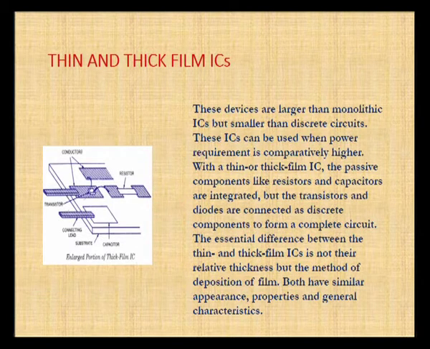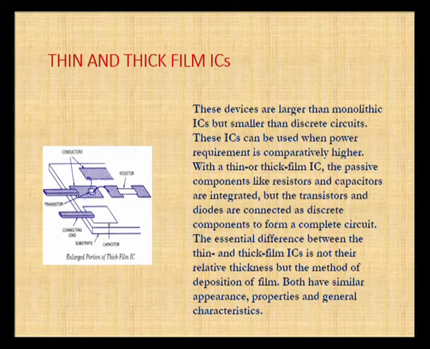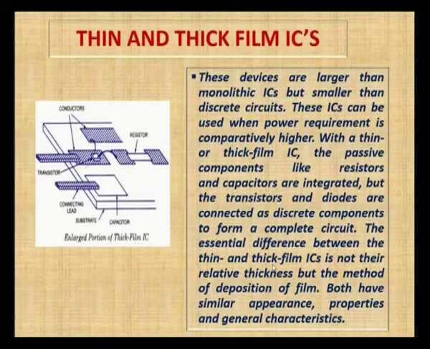Next, we move on to thin and thick film ICs. These are larger than monolithic ICs but smaller than discrete circuits. They can be used when there is a requirement of high power. Using thin and thick film ICs we can fabricate only passive components like the resistor and capacitor, but not active components like transistors and diodes. The essential difference between thin and thick is not the thickness itself, but the method by which the film is deposited.